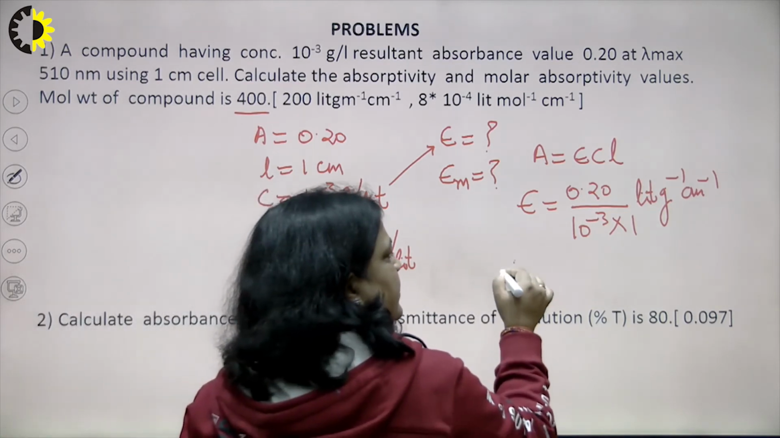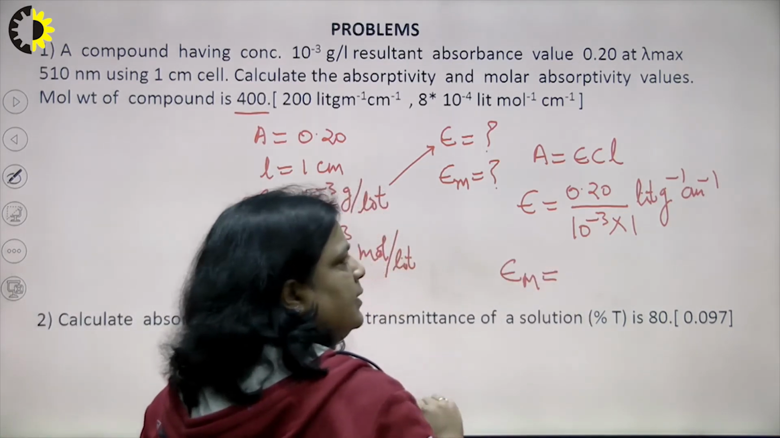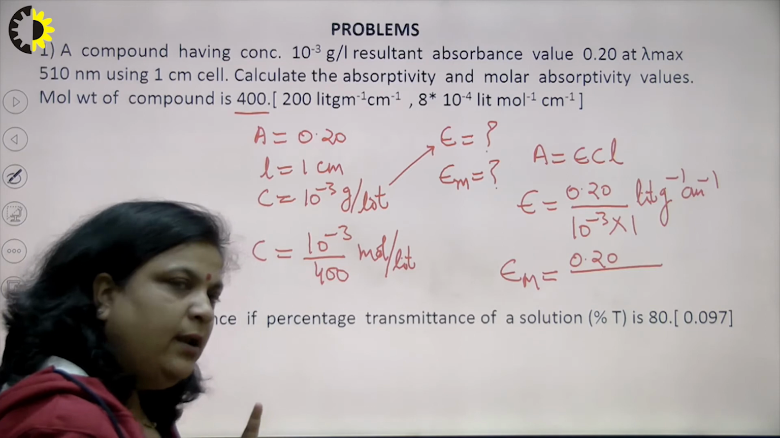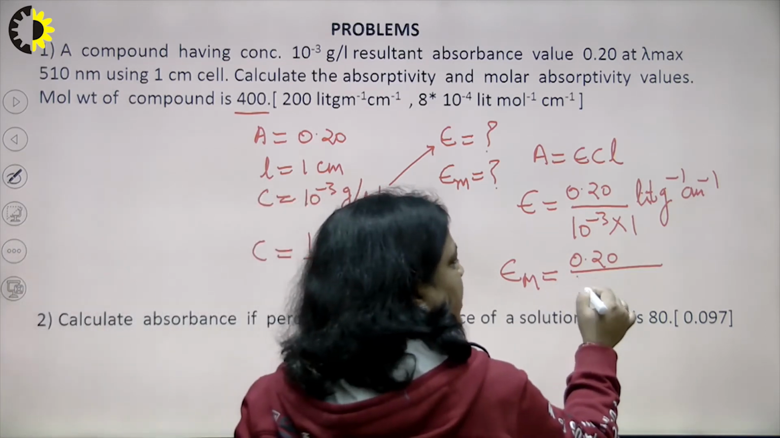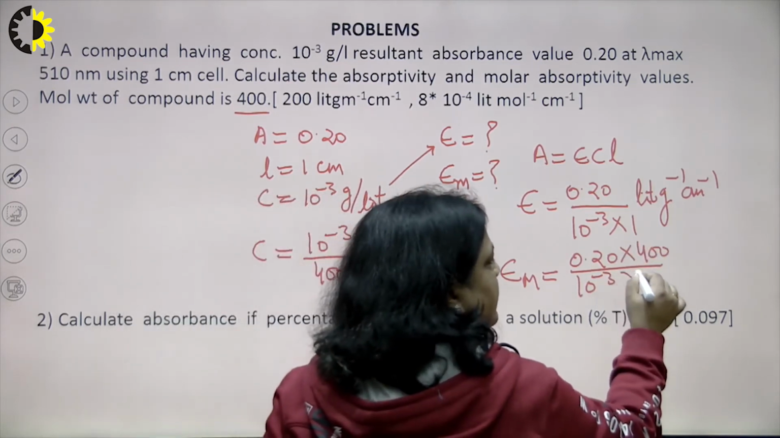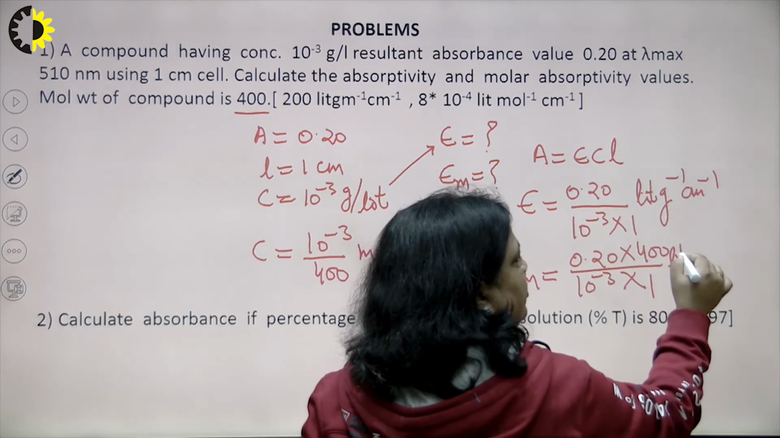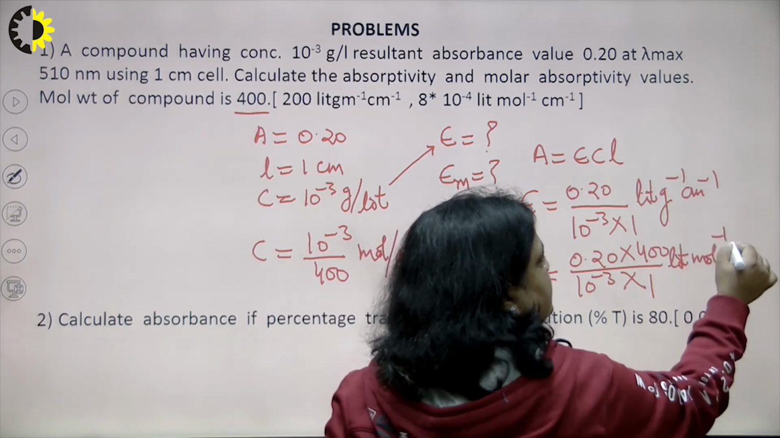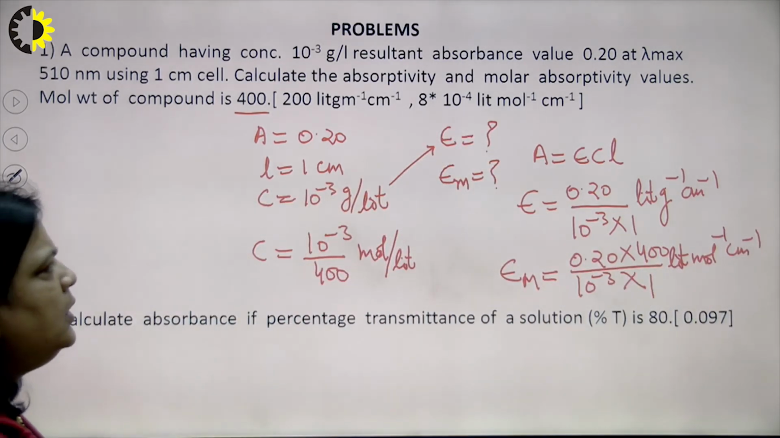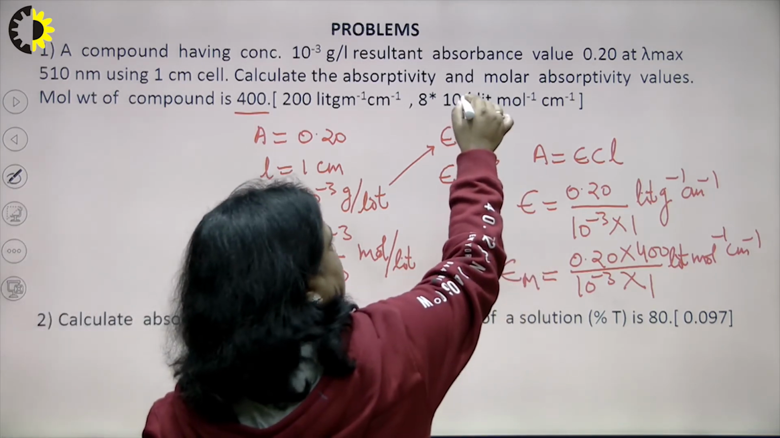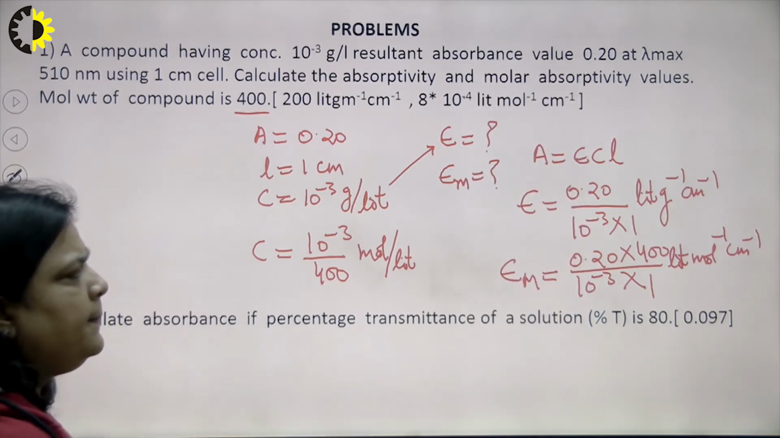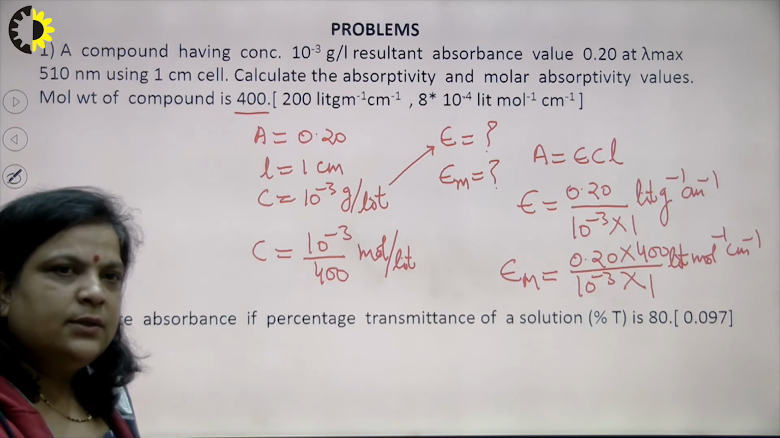Now, epsilon m. A remains the same, that is 0.20, but now C will be in mole per liter, that is 10 to the power minus 3 upon 400, into 1, and what will be the unit? The unit will be liter mole inverse centimeter inverse, and which is 8 into 10 to the power 4, not minus 4, it is 4, liter mole inverse centimeter inverse. Clear?